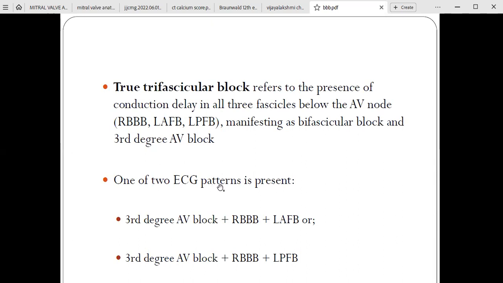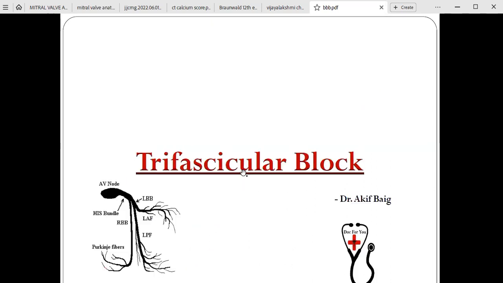You may see two ECG patterns. The first one is RBBB with LAFB, that is left anterior fascicular block, with a third degree AV block, or you can see third degree AV block with RBBB plus LPFB, left posterior fascicular block. So associated AV block is important here.